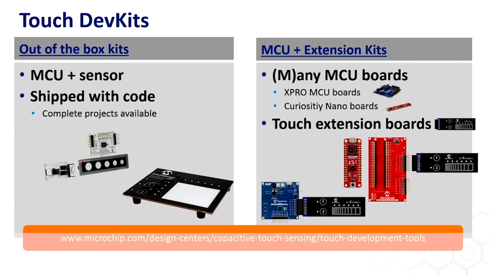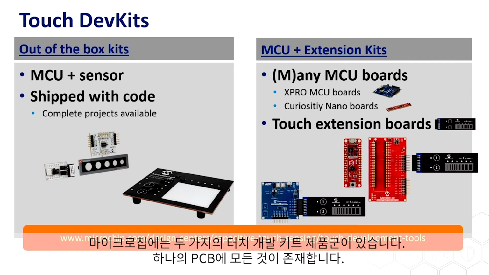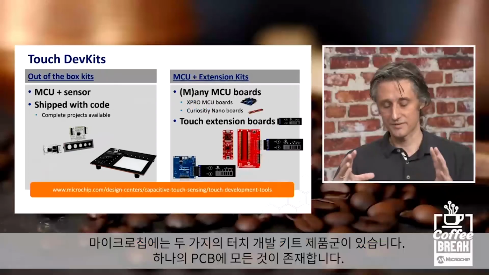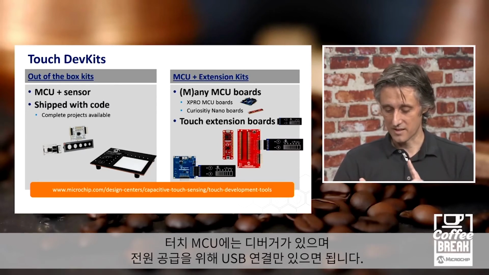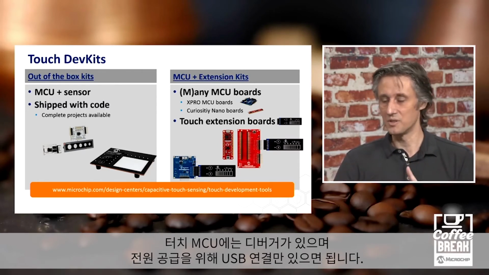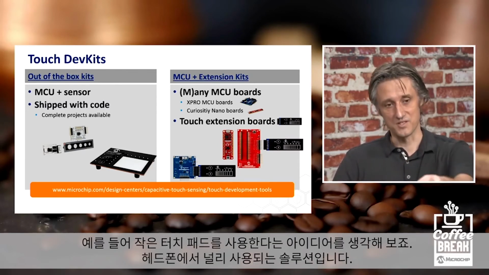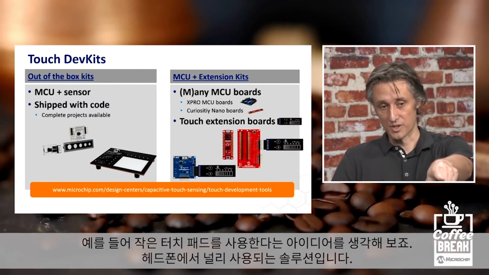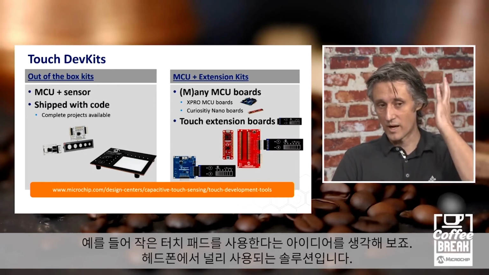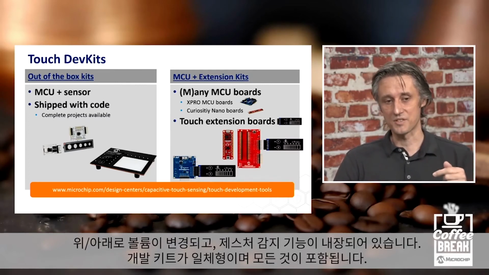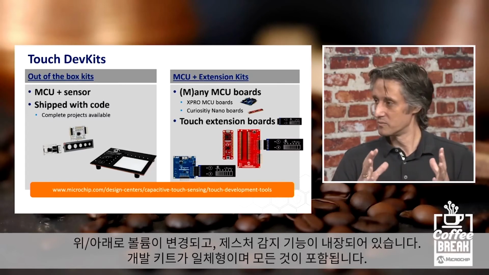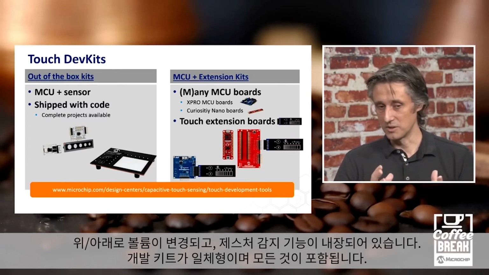Makes sense. So in touch dev kits, we have two families. We have complete dev kits which involve everything on one PCB: the chip, and a debugger. You don't need much more than a USB connection, and then you have, for instance, on the left side, a small touchpad. This is a solution which is widely used in headphones. Up, down changes volume. This is gesture detection built in. So we have dev kits which are one piece, and everything is included.